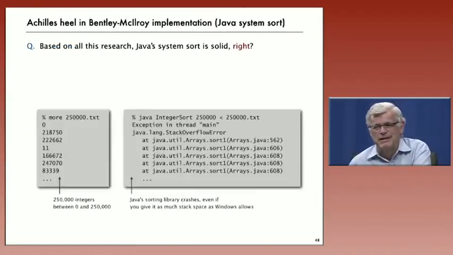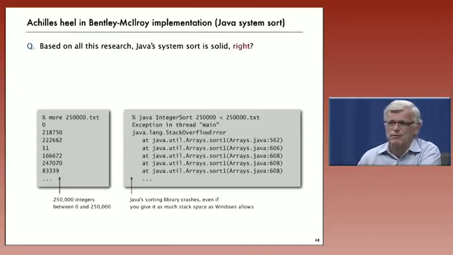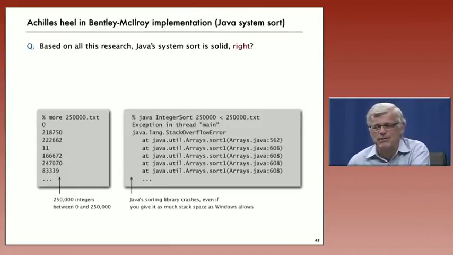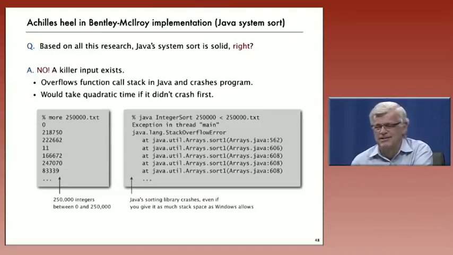But there's a problem. You would think that the system sort would be completely solid with all this research and all the development that's gone into it. And in fact, there's a file out there, and you can go to our book site and get it, that will actually break the Java system sort. There's a killer input that will make it run in quadratic time. Actually, it usually crashes because it's recursive and it crashes the system stack. And it can cause all sorts of problems.